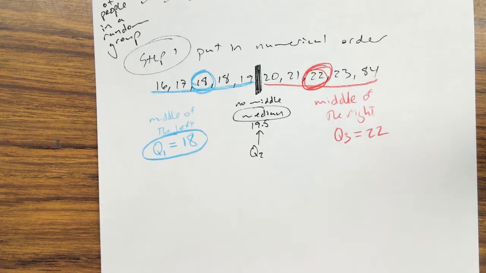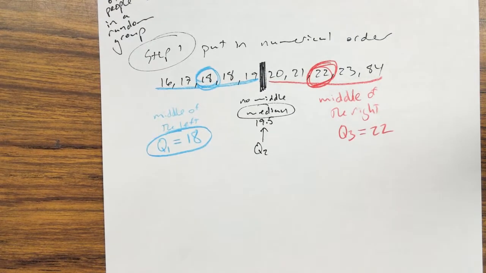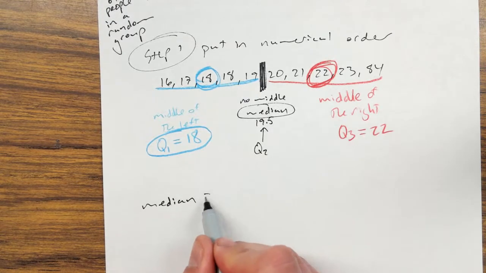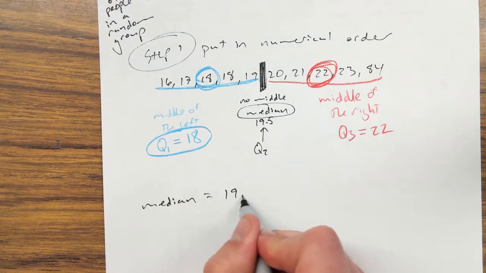Now, of all of those maneuvers, we're going to be able to answer some questions. We can answer the first M, median, turned out to be 19.5.